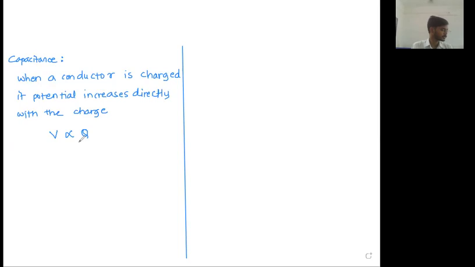Here, just by mathematics, if V is proportional to Q, we can say that Q is proportional to V. More the charge on the conductor, more will be the potential. More the potential, more will be the charge. We can introduce a proportionality constant capital C, so Q equals C times V, where C is the proportionality constant. The name of this proportionality constant is capacitance or capacity.